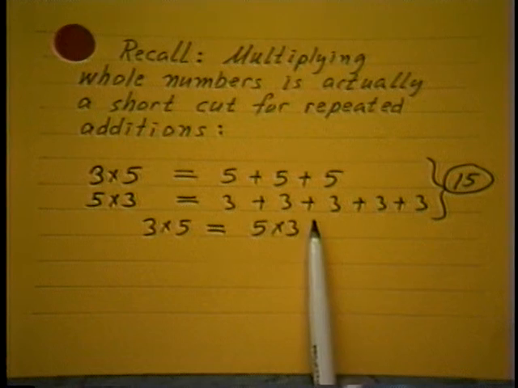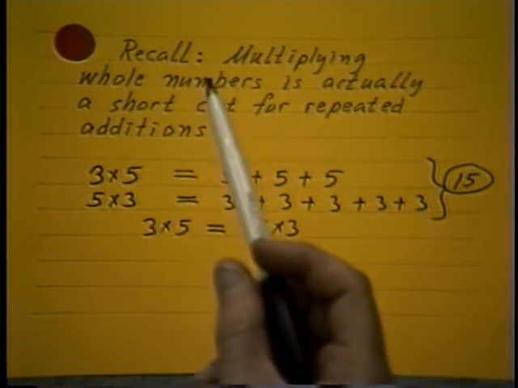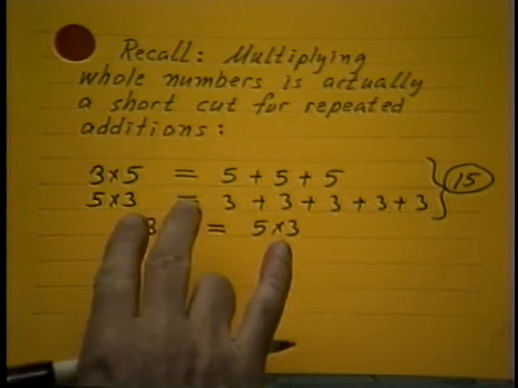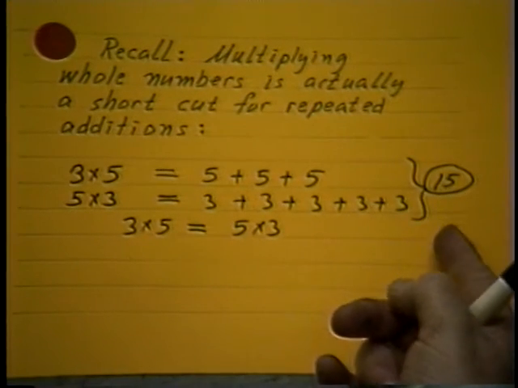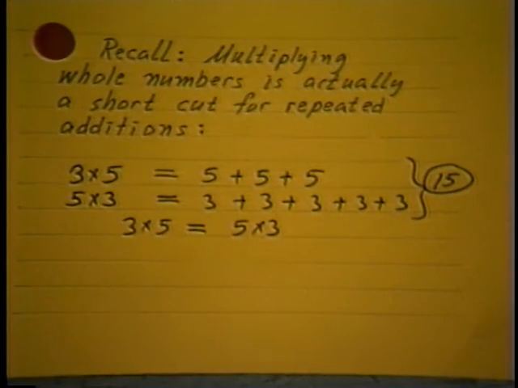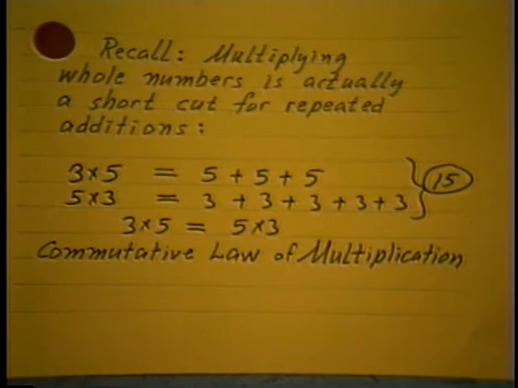In fact, they are different processes, aren't they? This fact that I can multiply this way or this way and get the same results, later in algebra you'll refer to as the commutative law of multiplication.